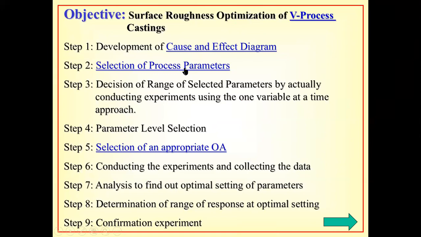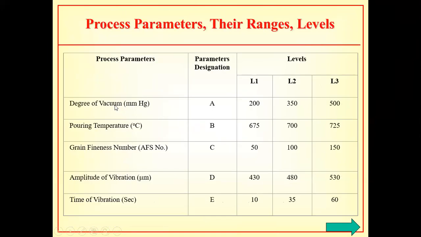And when we studied all this problem, we identified 5 parameters. We thought of the degree of vacuum imposed, because it's a vacuum process, that affects pouring temperature. It also affects the sand fineness, meaning the size of the sand grains. Amplitude of vibration also affects, because using the vibration we compact the sand, and time of vibration, the more it is compacted, the better it is, I thought. So out of all these parameters, we thought these might be significant parameters. And we have given the name A, B, C, D, E.